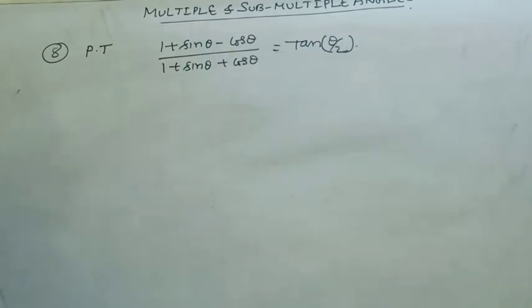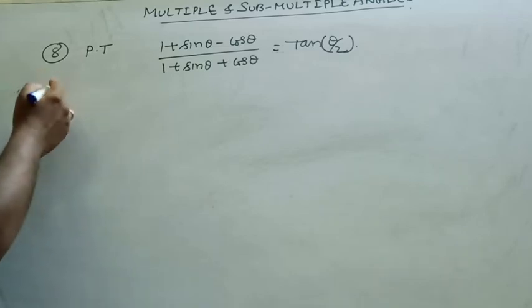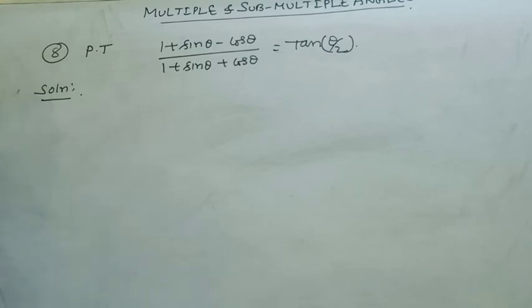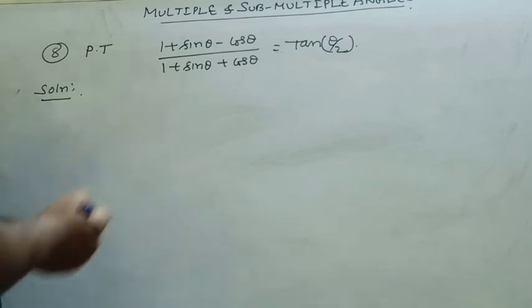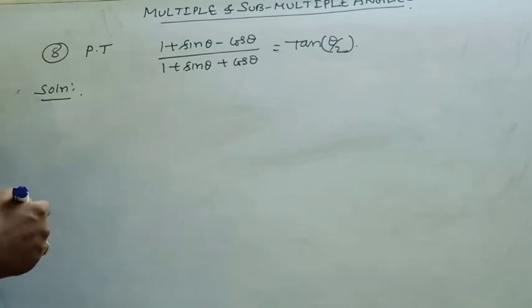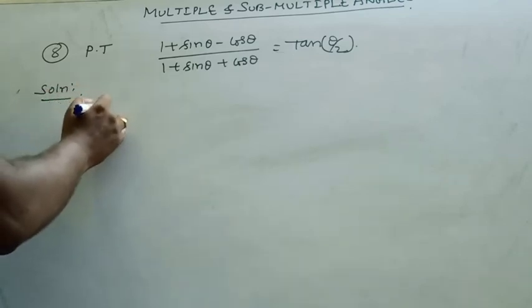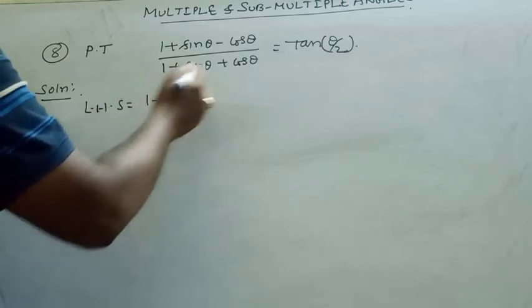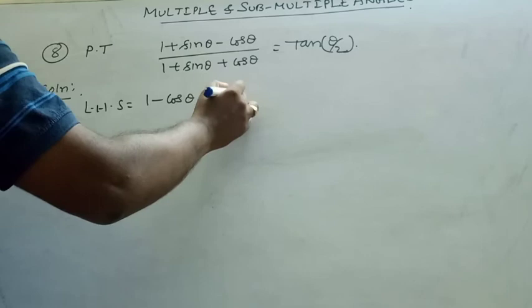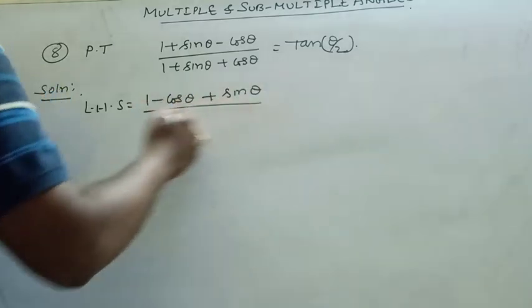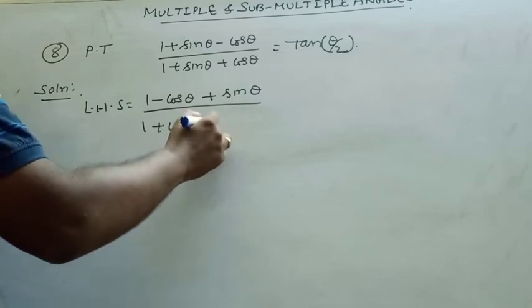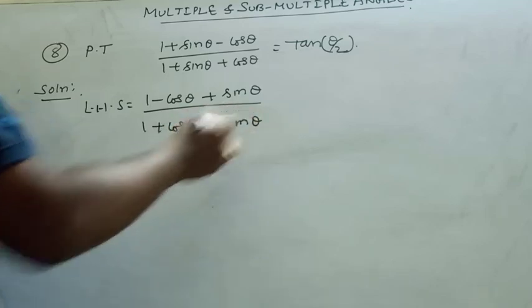Now see, my dear students, the 8th problem, the last problem of this video. Prove that 1 plus sin theta minus cos theta by 1 plus sin theta plus cos theta is equal to tan theta by 2. This is what you require to prove. What we do is, let us take the left hand side part. We are going to group 1 minus cos theta as one term plus sin theta, whole thing divided by 1 plus cos theta as one term plus sin theta.